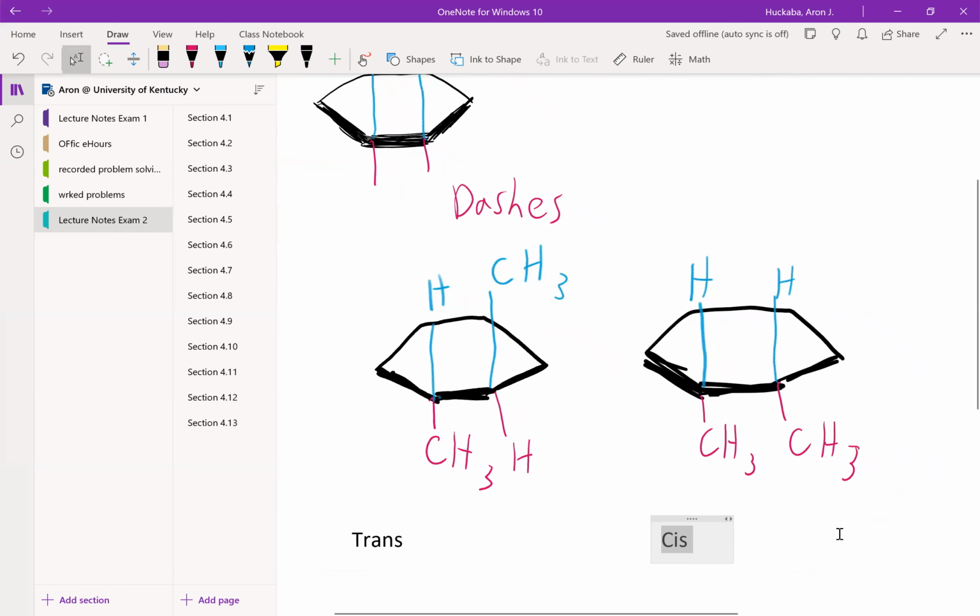And this is what's meant by cis-trans stereoisomerism. And this has been section 4.14.